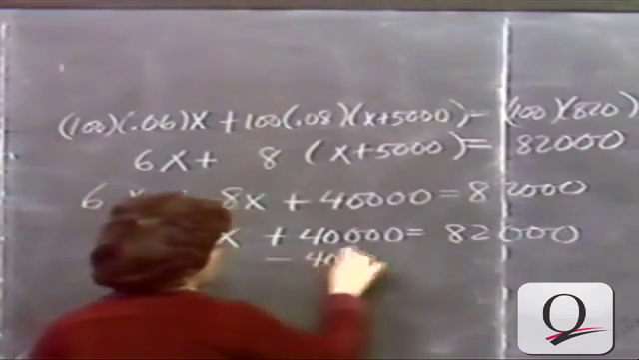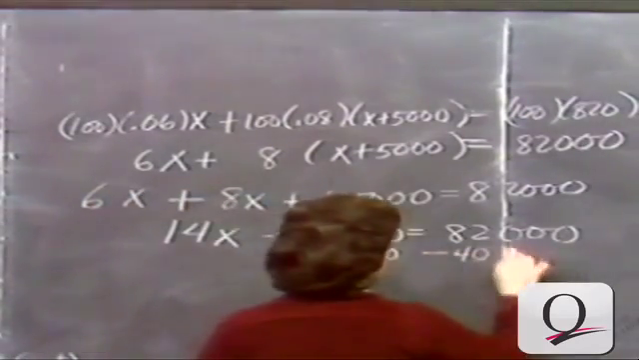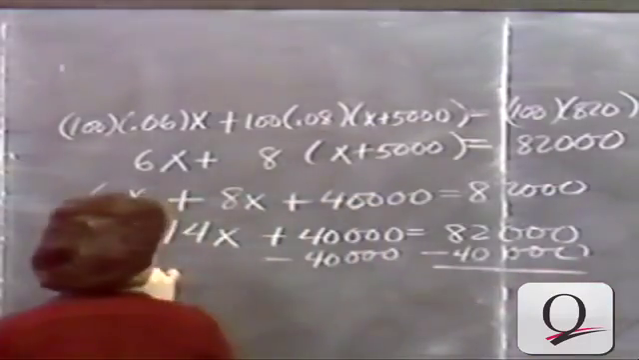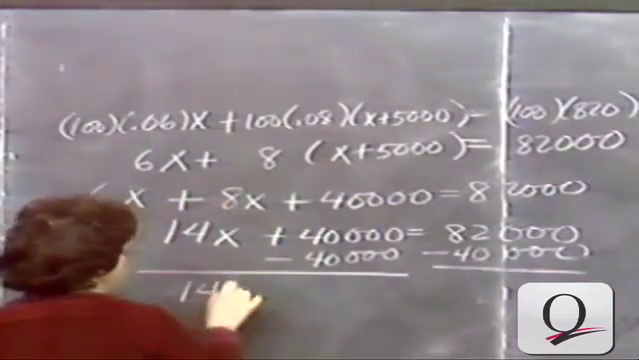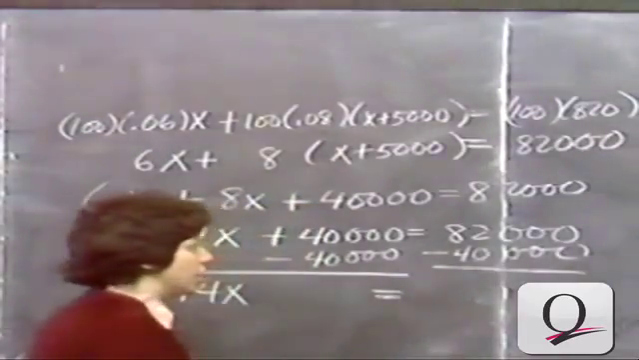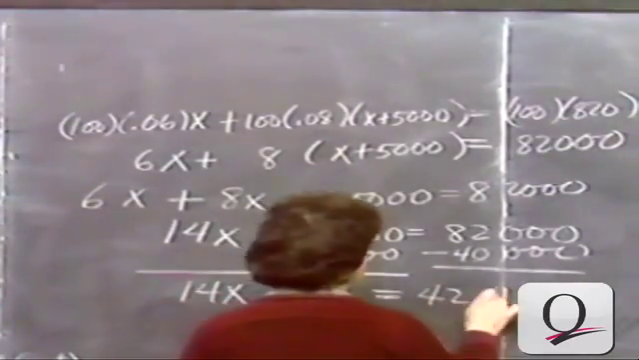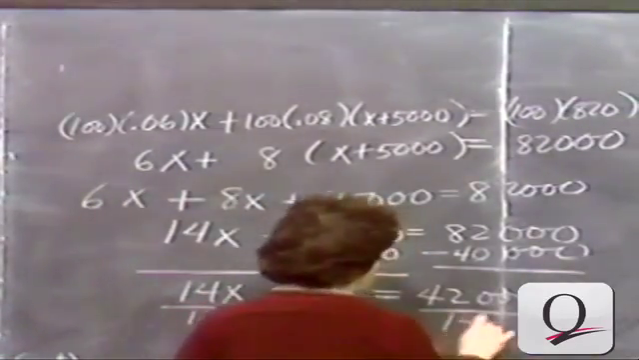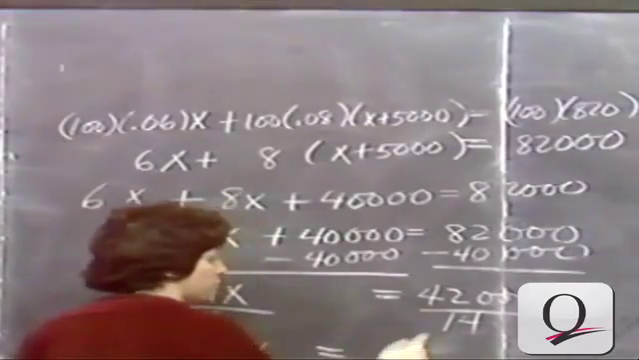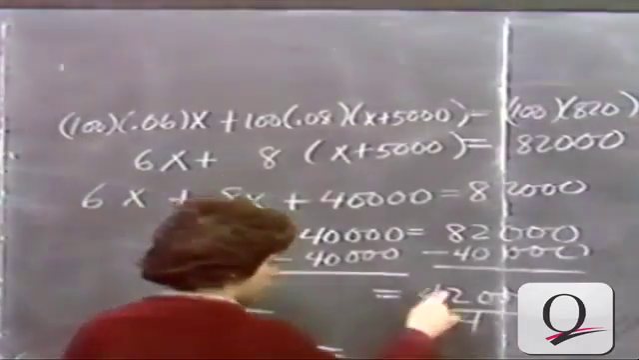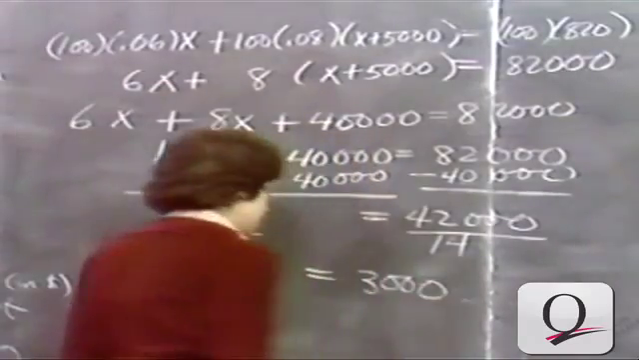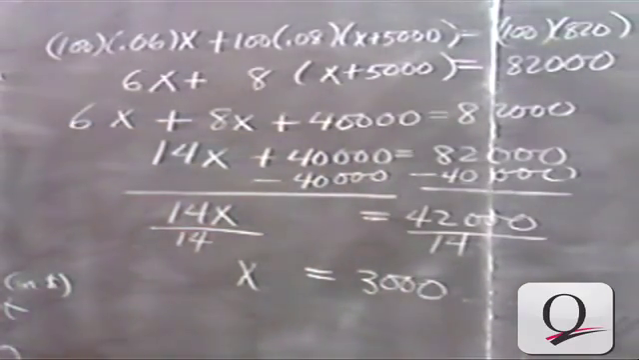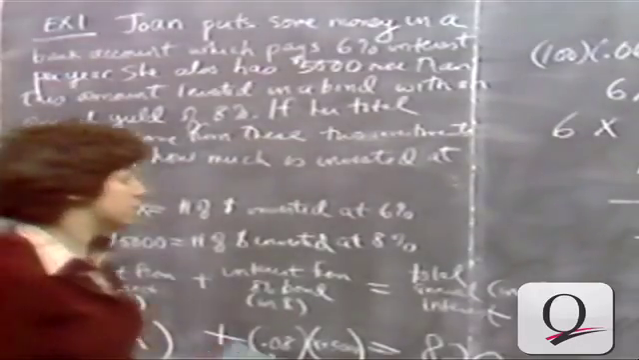Subtracting 40,000 from both sides, we get 14x equals 82,000 take away 40,000, that's 42,000. Dividing both sides by 14, x is equal to 14 into 42 goes 3 times, so you get 3,000. So x is 3,000. Therefore, $3,000 is invested at 6%.